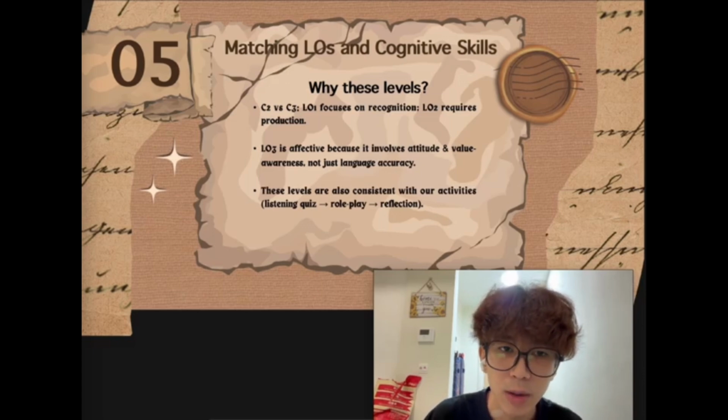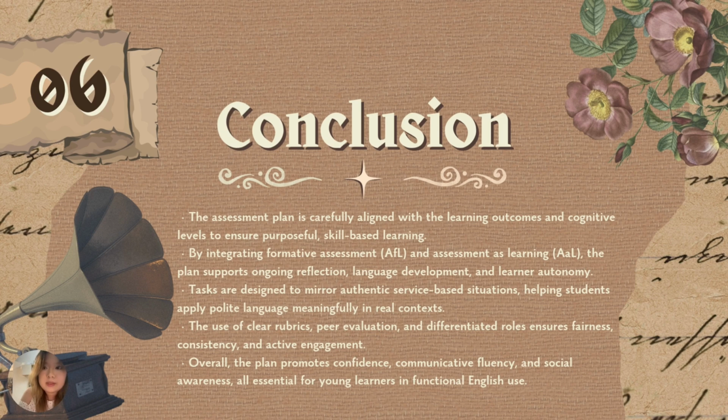Each level also matches an activity. RO1 is linked to the video quiz, RO2 to the role play, and RO3 to the self and peer reflection. This slide explains the principle behind our assessment plan. First, we make sure all the tasks match the learning outcomes and thinking levels. This helps students learn skills with a clear purpose.